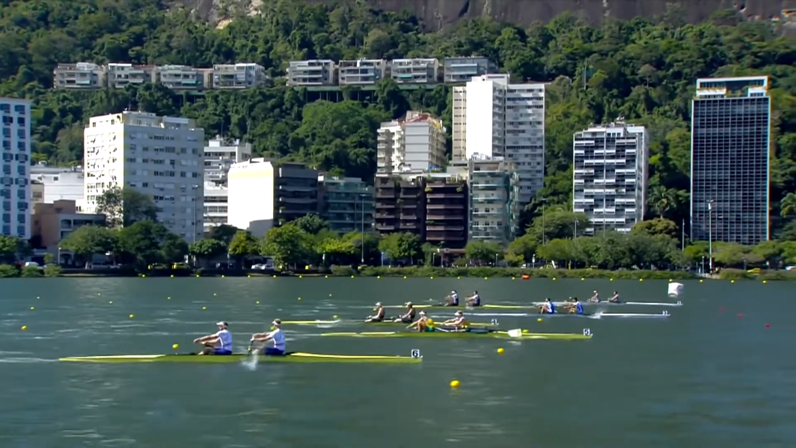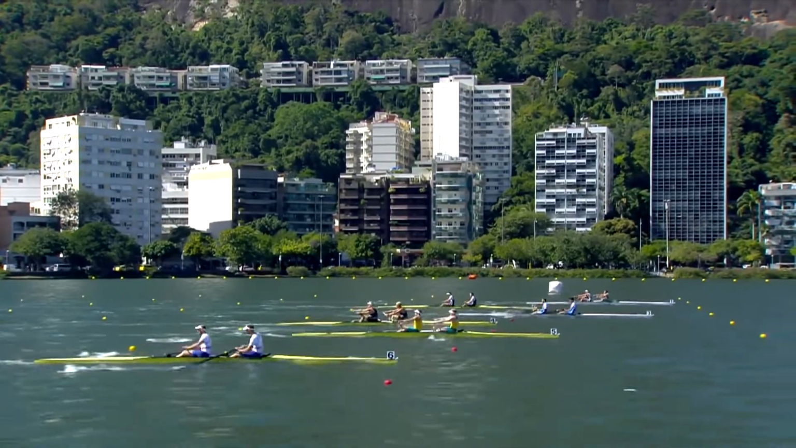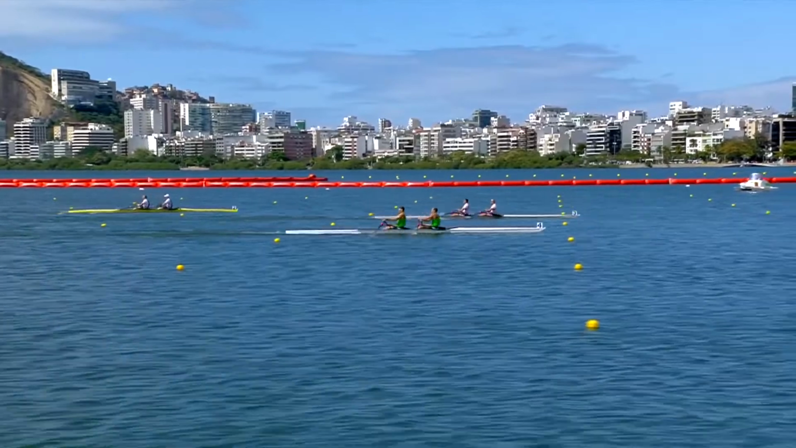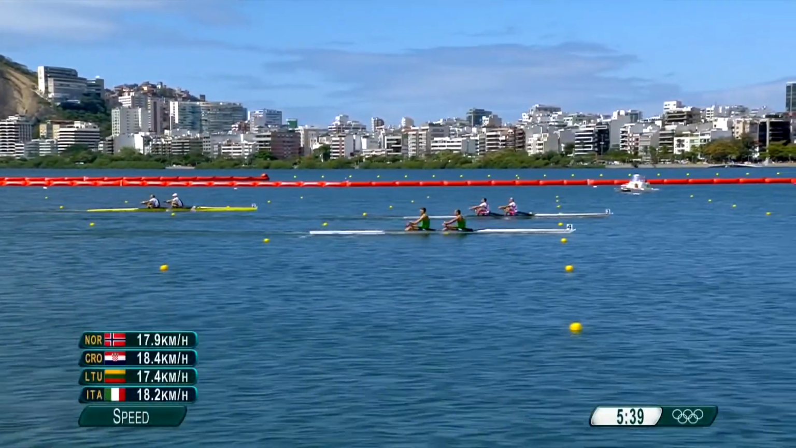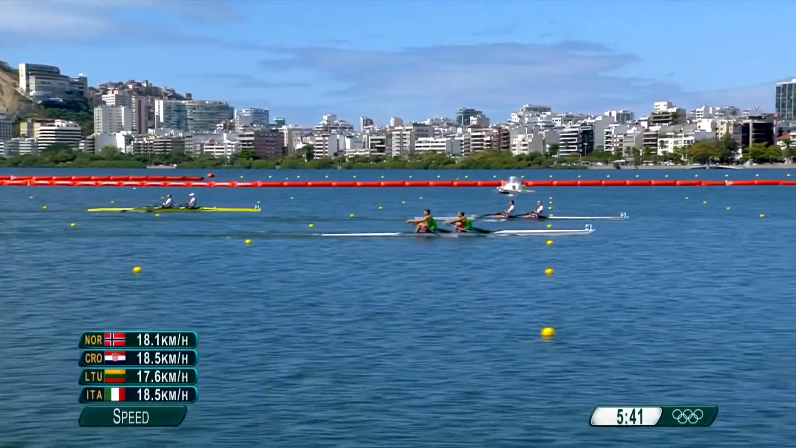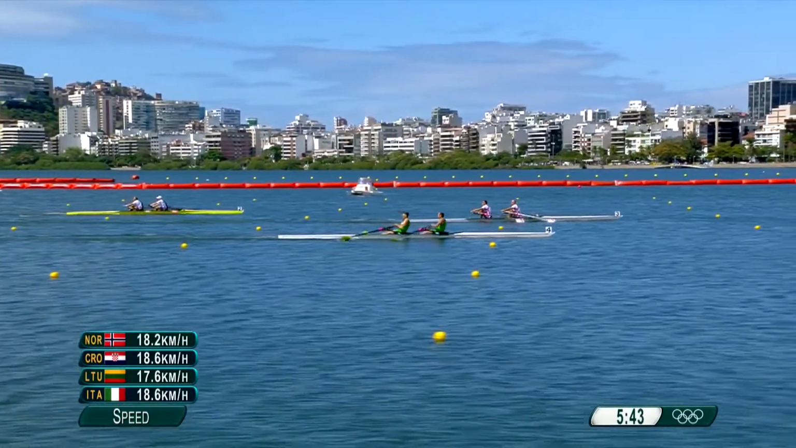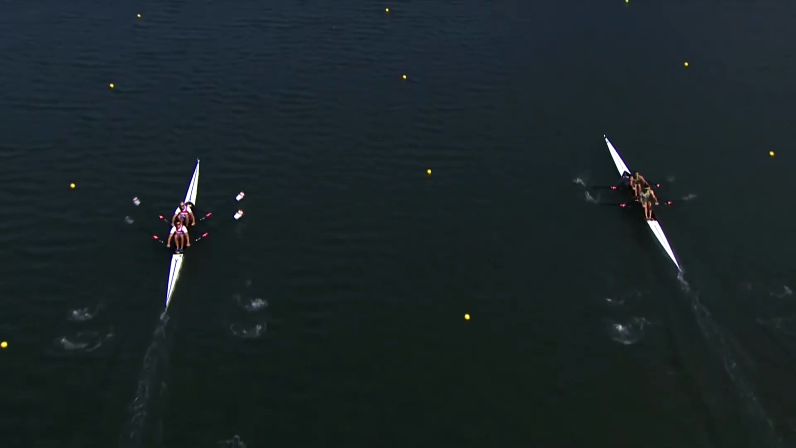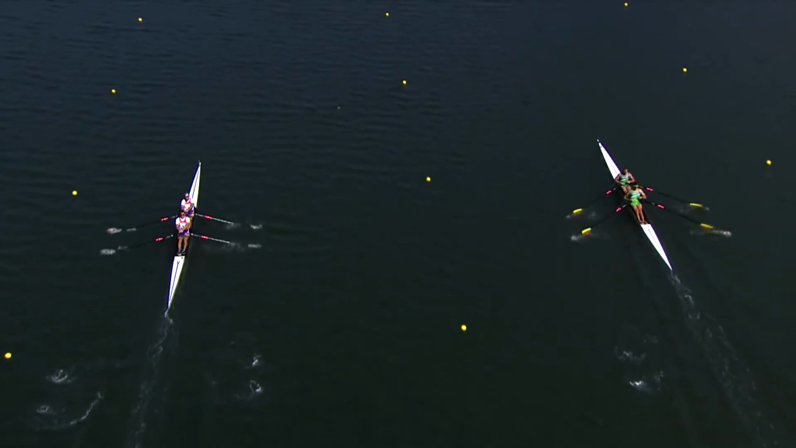In the event of a tie between 2 or more boats, there will be a re-row between the boats that were tied. In some competitions, all boats that tied can progress to the next round if the competition allows. These are the basic rules and regulations if you want to take part in the sport or if you want to watch it.